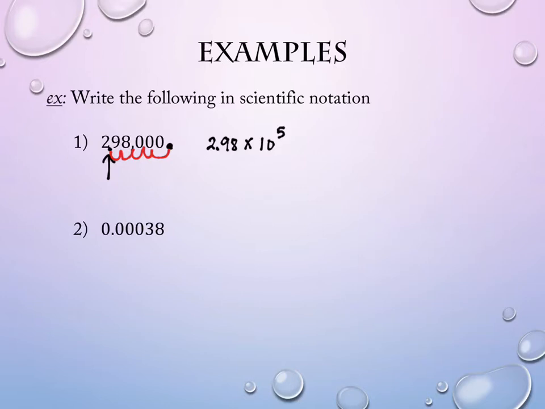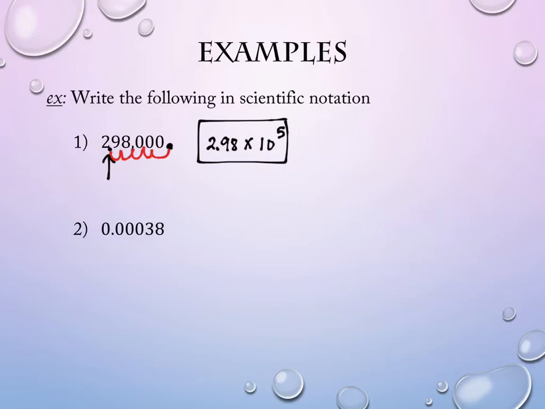And then I need to decide if the 5, because that was 5 moves, is positive or negative. The original number was 298,000. Is that number big or small? Big. Okay, remember big just means bigger than 10. It's definitely a big number. So my exponent would be positive, because the number is big. So this is scientific notation for 298,000.